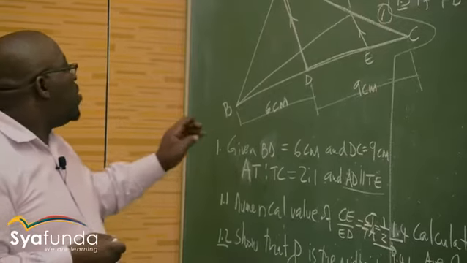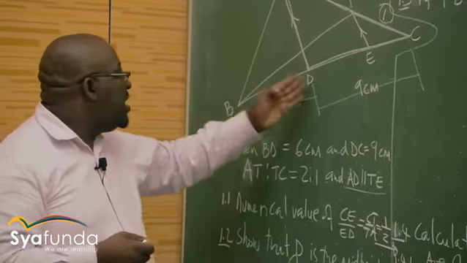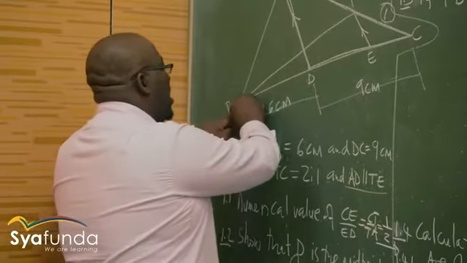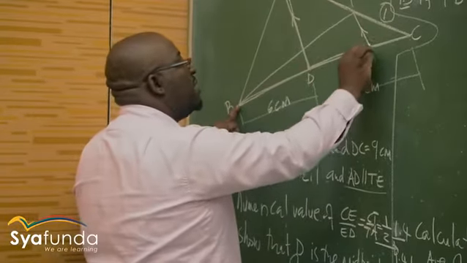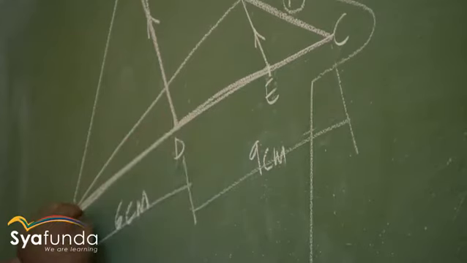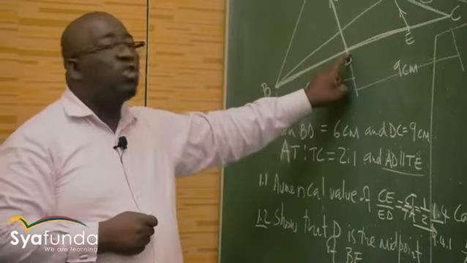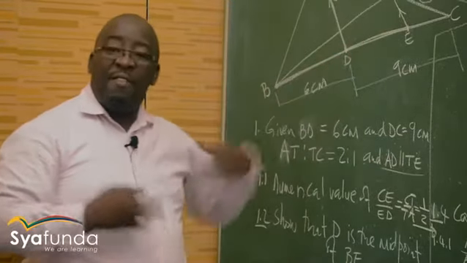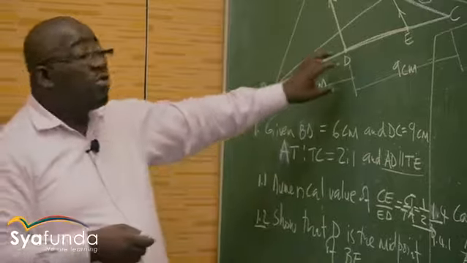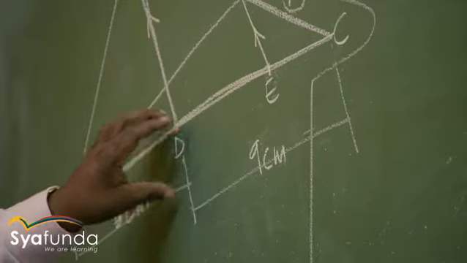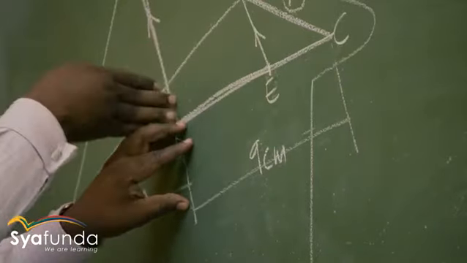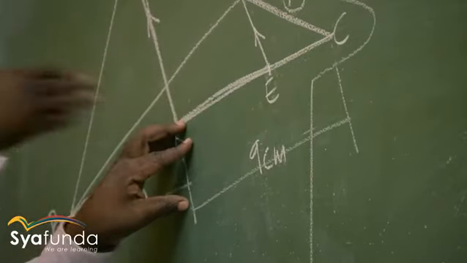Okay. Show that D is the midpoint of this line from here to there. Exactly the midpoint, in the middle. That means the distance from here to here must equal the distance from here to here. That is what the question is saying. To show that D is the midpoint, the distance from there to here must be the same as the distance from here to here.